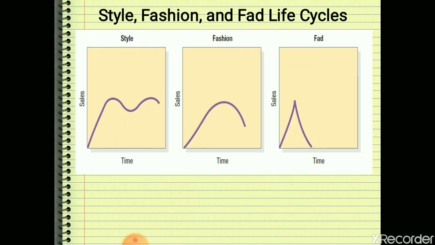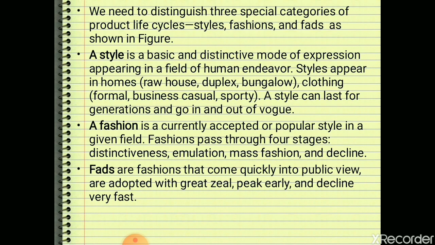Then we will see some of the basics about style, fashion and fad. We can see the time duration for style is longer than fashion and fad, and it is also changing, right? Once it is increasing, then it is decreasing, then again it is increasing. Fashion shows a bell shape, right? It is there for a certain specific time, and for a fad the time duration is very low. So we will see them one by one.